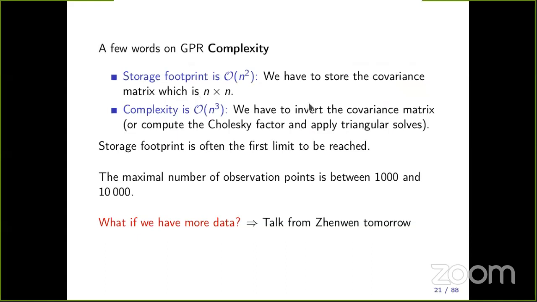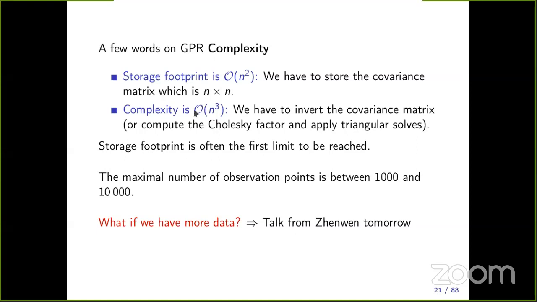And yeah, a few words on the complexity. In order to compute the posterior mean and covariance, we need to store covariance matrices. So the storage footprint is quadratic in the number of observations we have. And we have to invert the covariance matrices, or more accurately, compute the Cholesky factor and apply triangular solves. And this is cubic in the number of observation points.